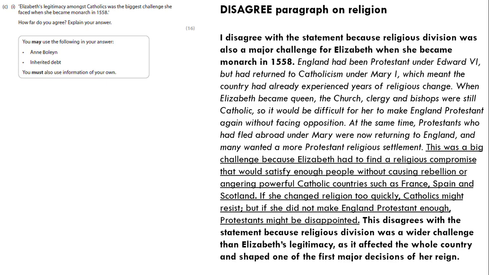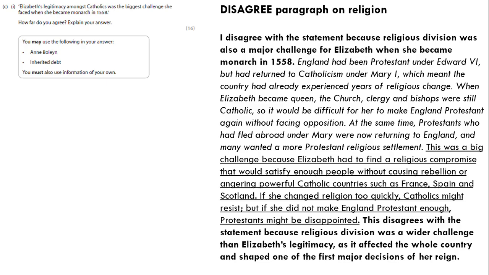In italics, we have our knowledge. England had been Protestant under Edward VI, but a return to Catholicism under Mary I, which meant the country had already experienced years of religious change. When Elizabeth became queen, the church, clergy and bishops were still Catholic, so it would be difficult for her to make England Protestant again without facing opposition.